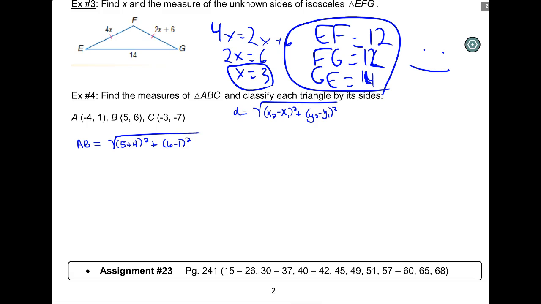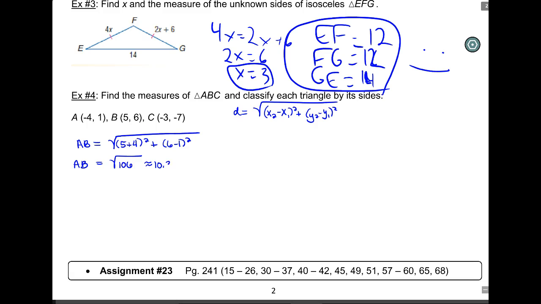So 81 plus 25 is 106. Okay, we'll just leave it there for the moment. We could try to reduce that or change it to a decimal if you like. Actually, does anybody have their calculator? Let's make it into a decimal so it's easy to compare. 10.3. Okay, now we want to compare that to BC.